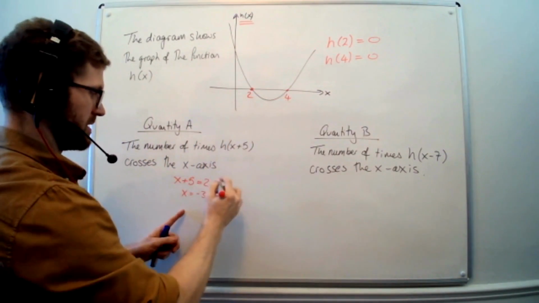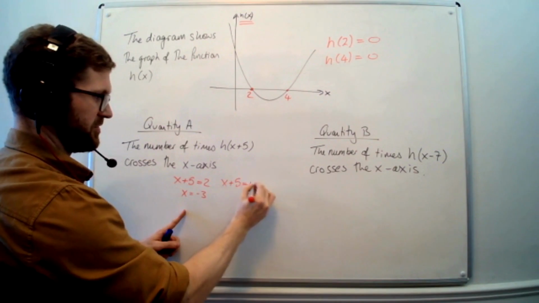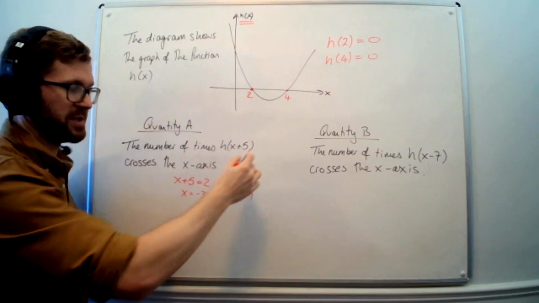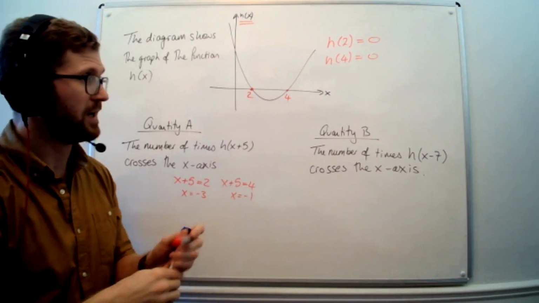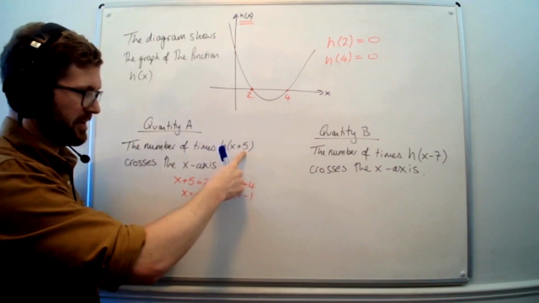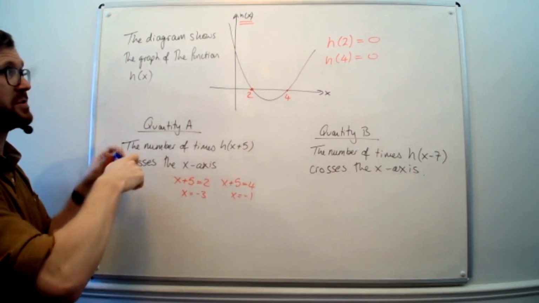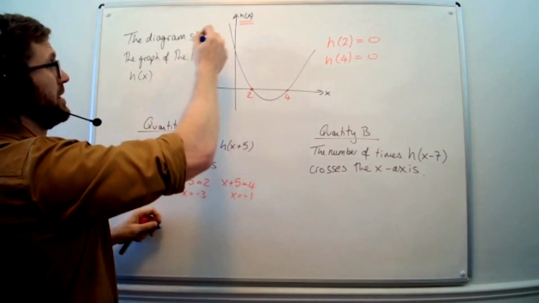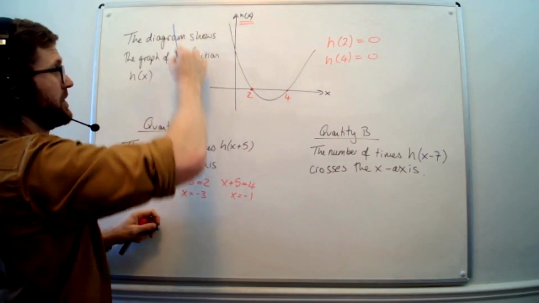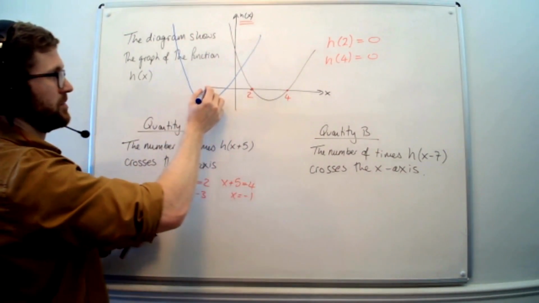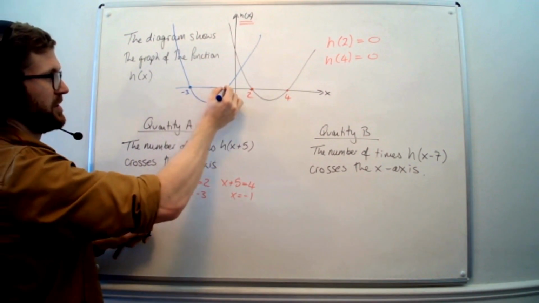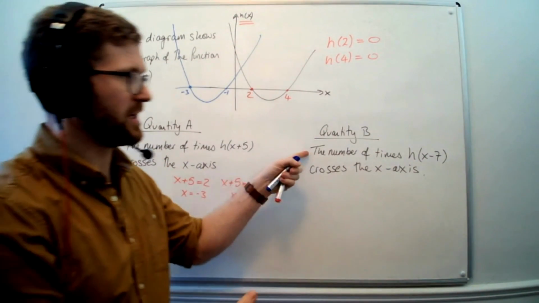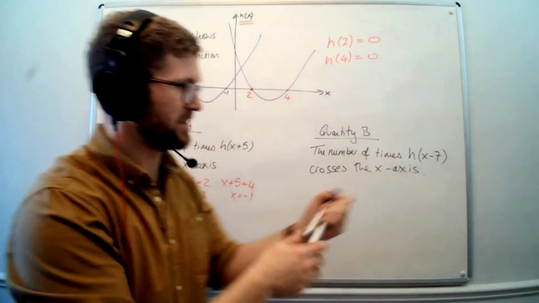Similarly, for this point, when x plus 5 is equal to 4, or when x equals negative 1, well, then the graph of h of x plus 5 will cut the x-axis. What happens when I add 5 is that the graph shifts left. And then now it cuts the x-axis at negative 3 and negative 1. And so the graph is going to look something like that, where if I extend that on, there's negative 3 and there's negative 1. And we can say a similar thing about quantity B, h of x minus 7.